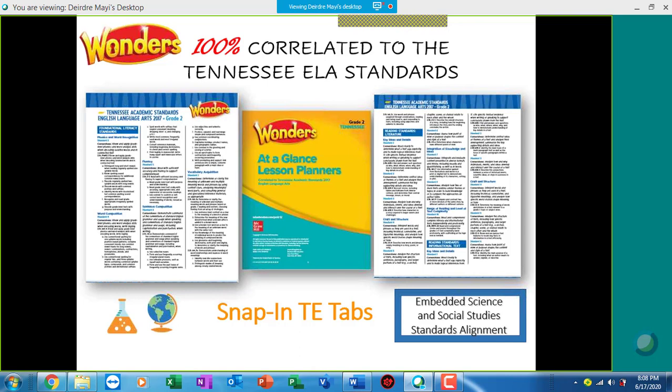So what do these snap-in tabs do? They give you information about the standards that you will be teaching. You can take these snap-in tabs and place them wherever you would like within the week of instruction that you are teaching. These snap-in tabs will list your ELA standards as well as any science or social studies standards that you're going to be addressing during this particular week. We wanted you to be really sure that you are addressing the standards, and certainly you will be.